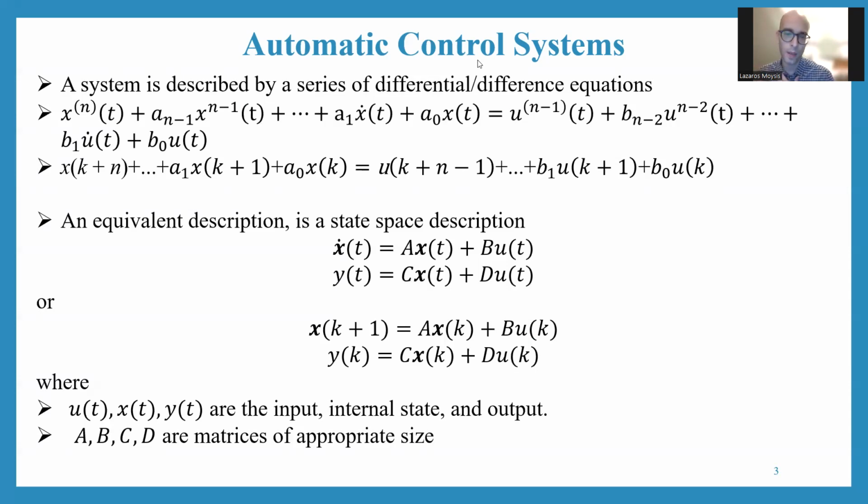which we write in this formulation right here, where u is the input, x is the system state, and actually it's not just one value, it's a vector of states, and y is the output of the system, which denotes some sort of measurable quantity. And A, B, C, and D are matrices that have appropriate sizes.